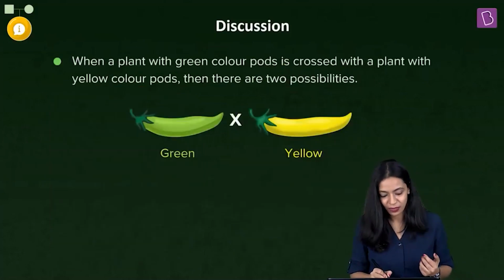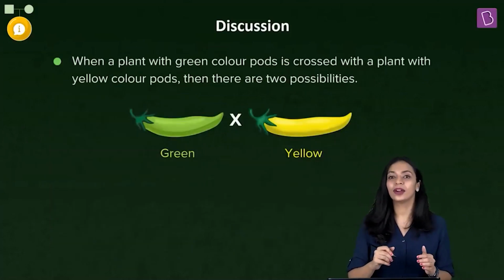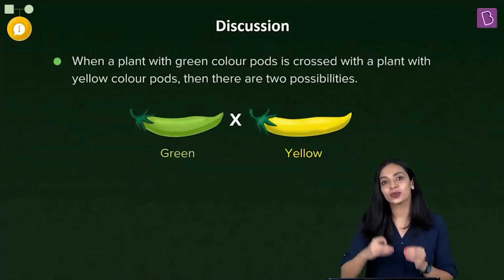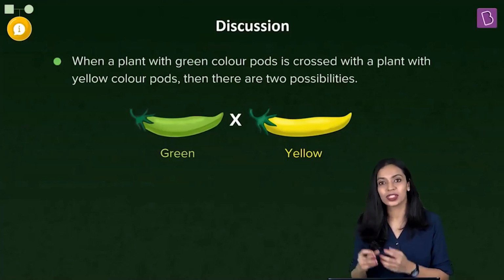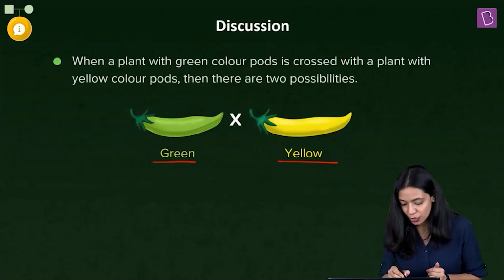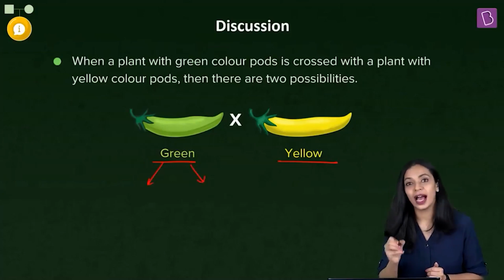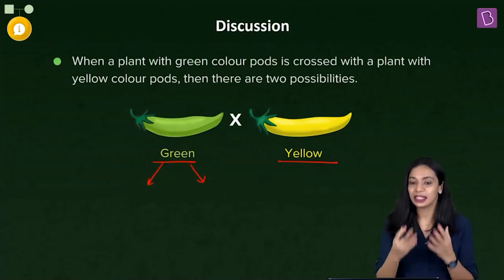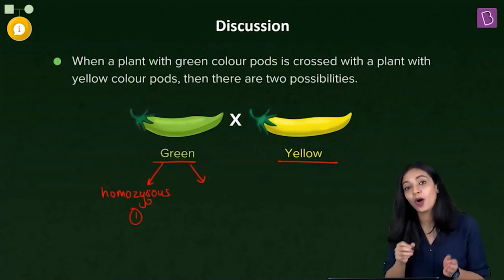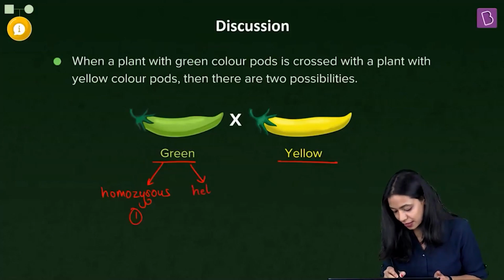Okay, so in the question we are given that a plant that contains pods that are green in color is crossed with a plant that contains pods which are yellow in color. Since green is dominant over yellow, there are 2 possibilities here. Either the plant that is having green color pods is homozygous, which is the first possibility, or it could be heterozygous.